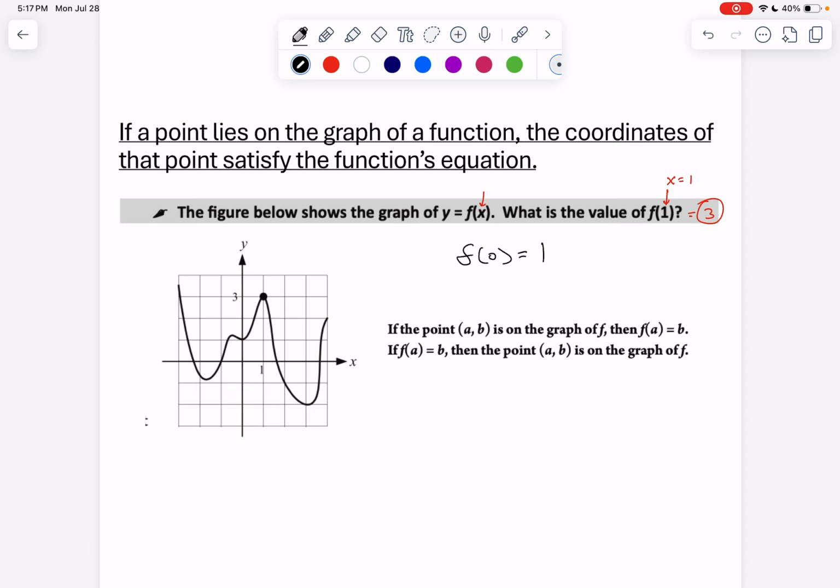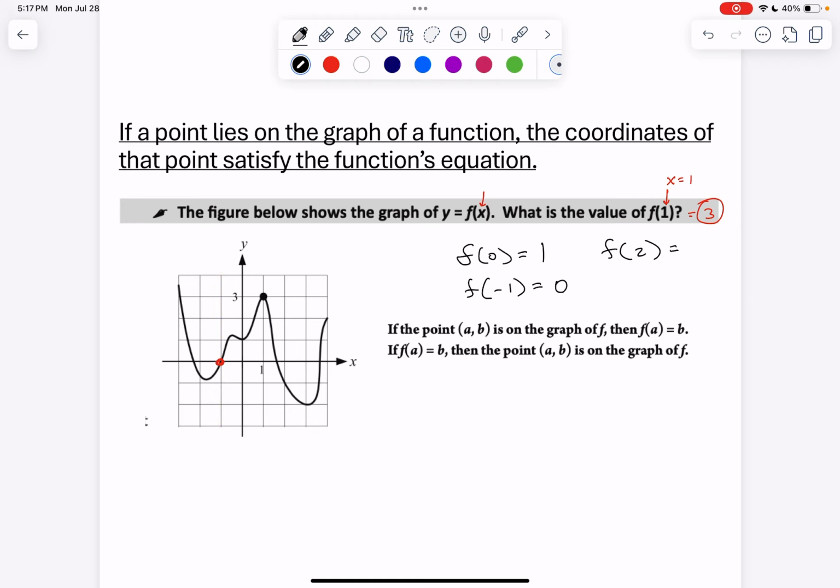Now, what about if I said f of, I don't know, -1? Now I'm putting in -1 for my x value. Going to the left 1, that's going to be this vertical line right here. What's my y value of the graph doing there? Well, the y value of the graph is right here on the x-axis, so I know my y value is 0. Now, what about f of, say, 2?